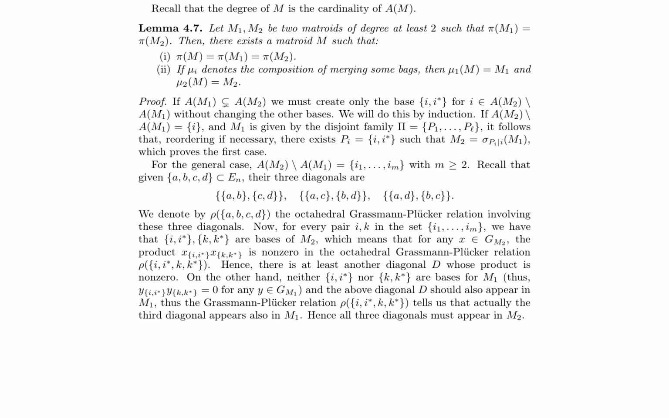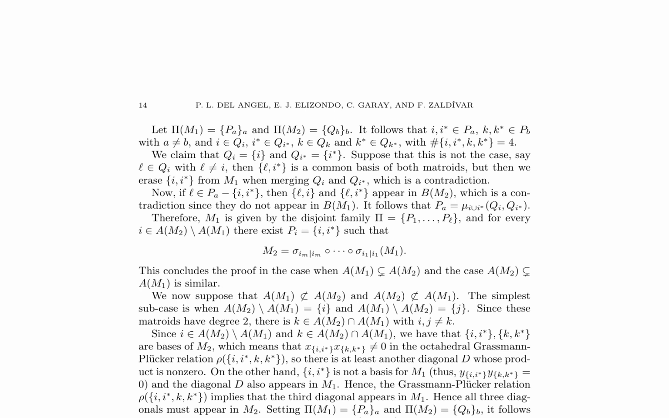The relationship between the octahedral Grassmann-Plucker relations and the bases of a matroid is also discussed, emphasizing how these relations can be used to determine the presence of certain diagonals in a matroid. The research focuses on the relationship between two matroids, M1 and M2, with a specific emphasis on their representability over the complex numbers. It is demonstrated that if both matroids are representable over C, they share a common refinement. This refinement is achieved by identifying certain subsets of the matroid bases and utilizing the octahedral Grassmann-Plucker relations to determine the presence of diagonals.